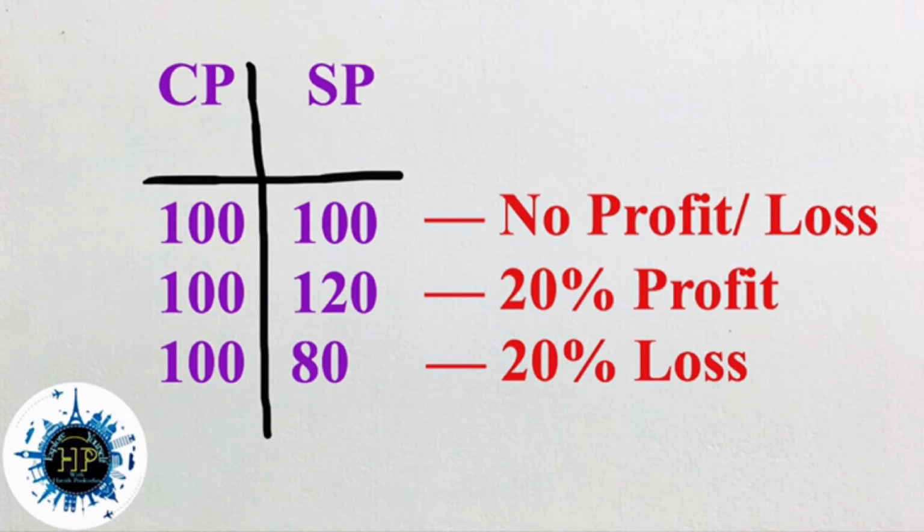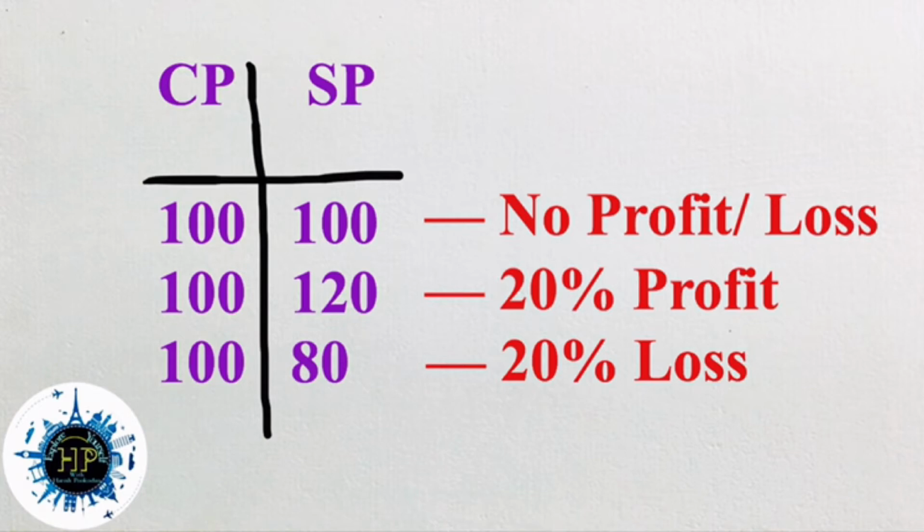That means we are buying the product for rupees 100 and selling the product for the same money, rupees 100. So in this case, no profit, no loss. If we are purchasing the product for rupees 100 and selling it for rupees 120, in this case 20% profit will be there. That is, 20% profit means selling at 120% of cost price.